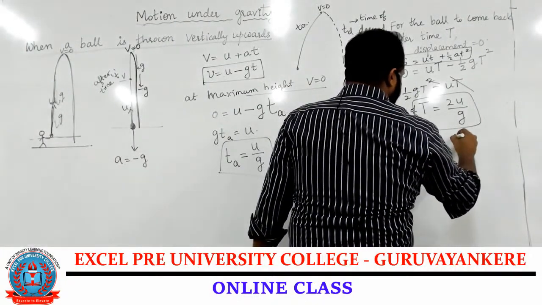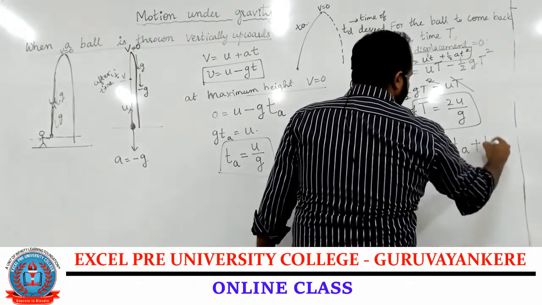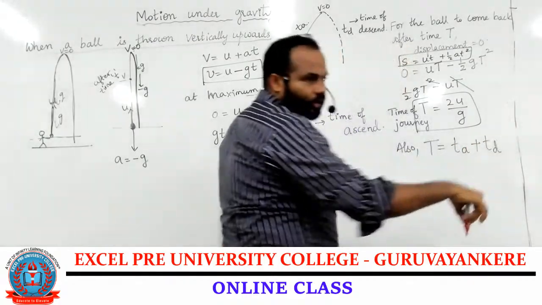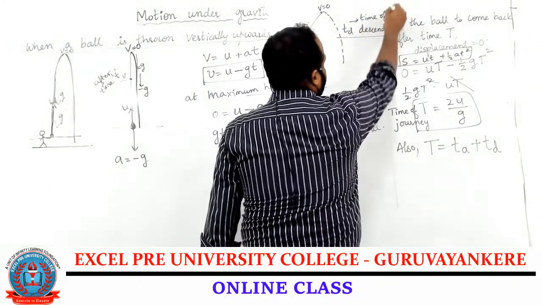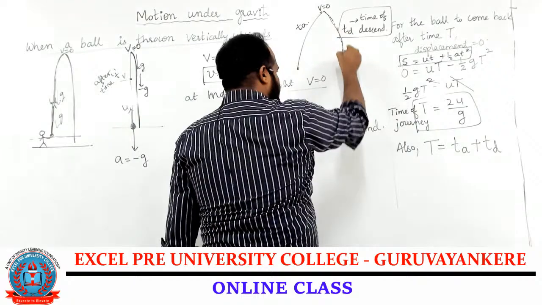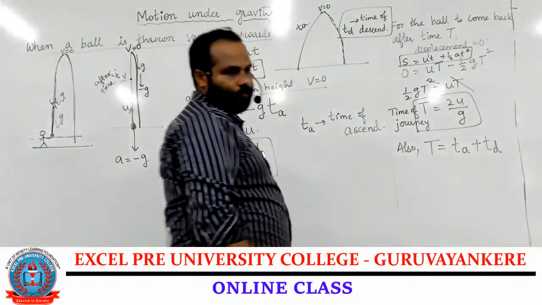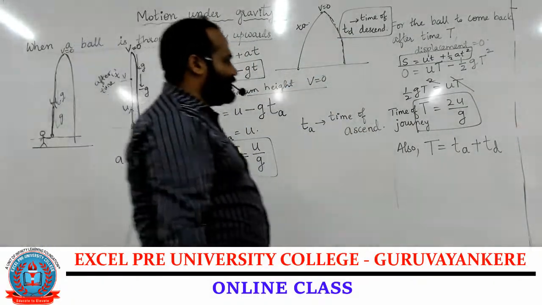Time of the journey is time of ascent plus time to come down. That is time of descent. Correct? TD we call it. From the maximum height to come back to the same level of the throw, that is called time of descent.